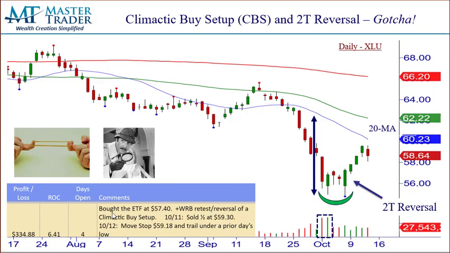All of our open and closed trades we give to subscribers in the members area. We give the date, the symbol or ETF if we're trading stocks or options, the technical setup. So a wide range bar retest reversal of a climactic buy setup. There you go. That's the 2T reversal right there. We sold some into strength, went into trail mode, had a beautiful gain here for a 4-day swing trade.